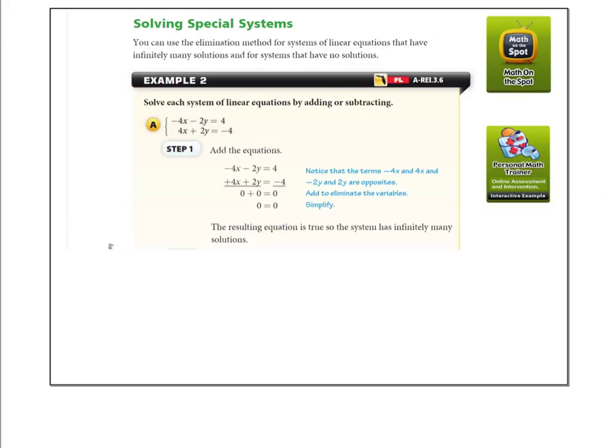Now, just like graphing and substitution, we have our special systems. There are still 3 possibilities. One solution, which is what we just did, infinitely many, and no solution. And what happens is when you add the equations, just like in substitution, the variables cancel out, and you're either left with a true or a false statement. If your statement is true, which is what happens in A here, then it has infinitely many, which was the same as substitution.